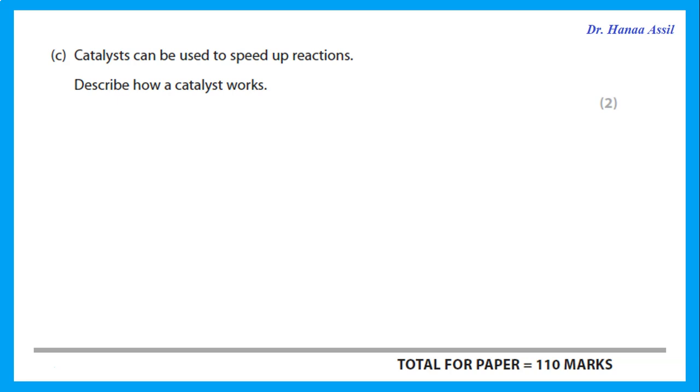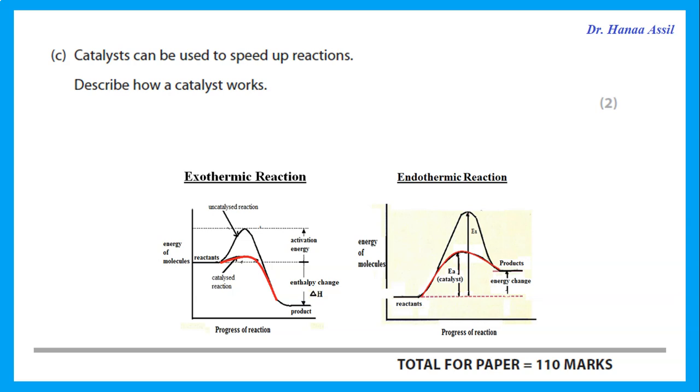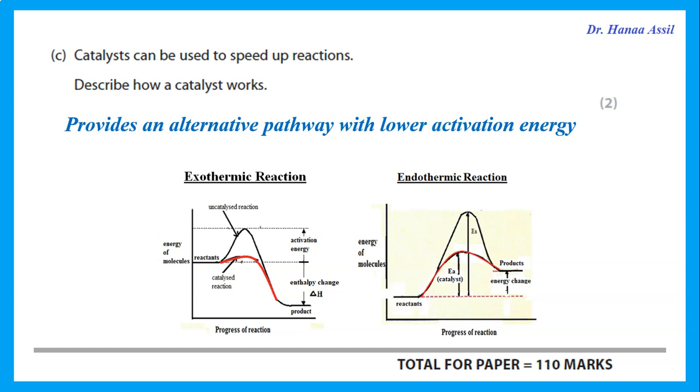Catalysts can be used to speed up reactions. Describe how a catalyst works. Remember, when we have a catalyst, whether the reaction is exothermic or endothermic, the effect of the catalyst is to lower the energy of activation. So when we use a catalyst, we have lower activation energy. This is because the catalyst provides an alternative pathway that has lower activation energy, so the reaction becomes easier and faster.